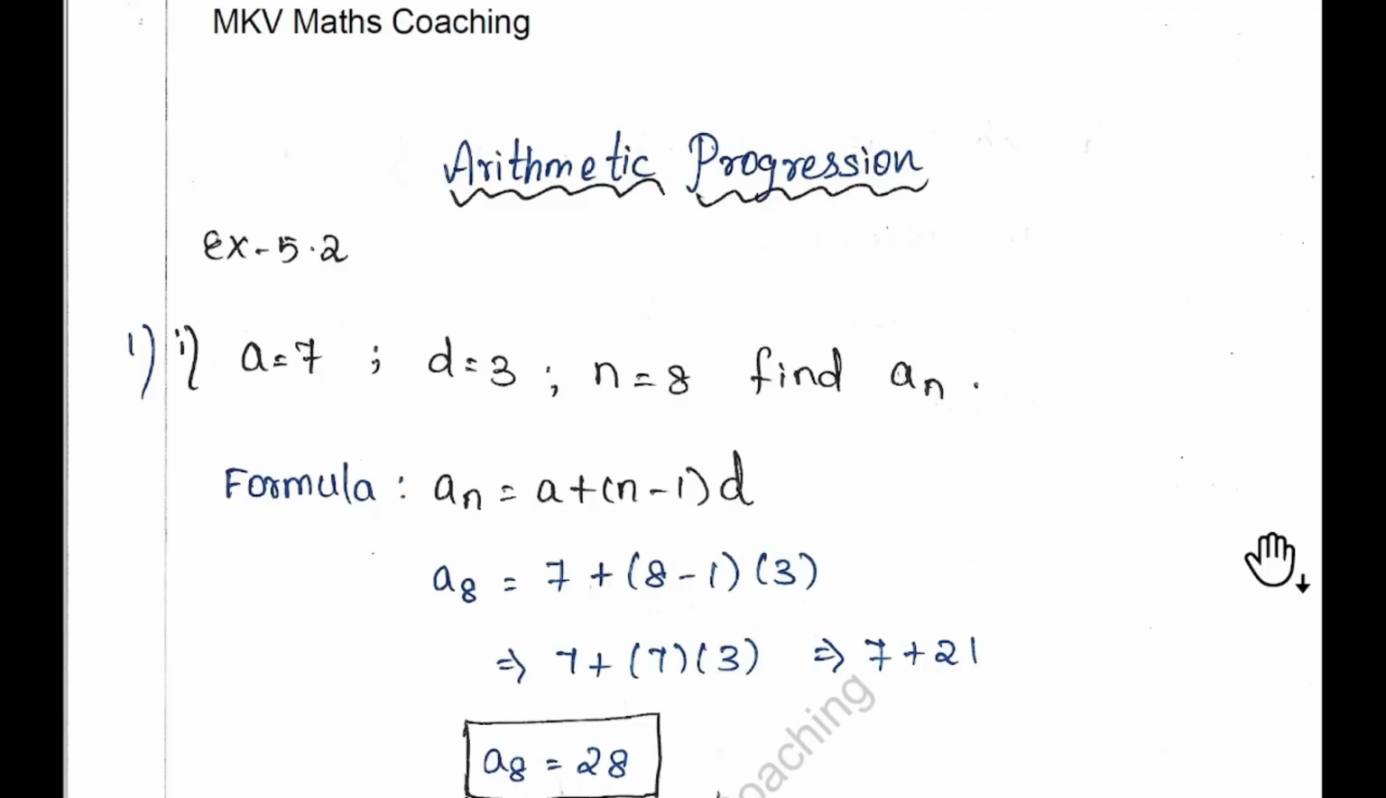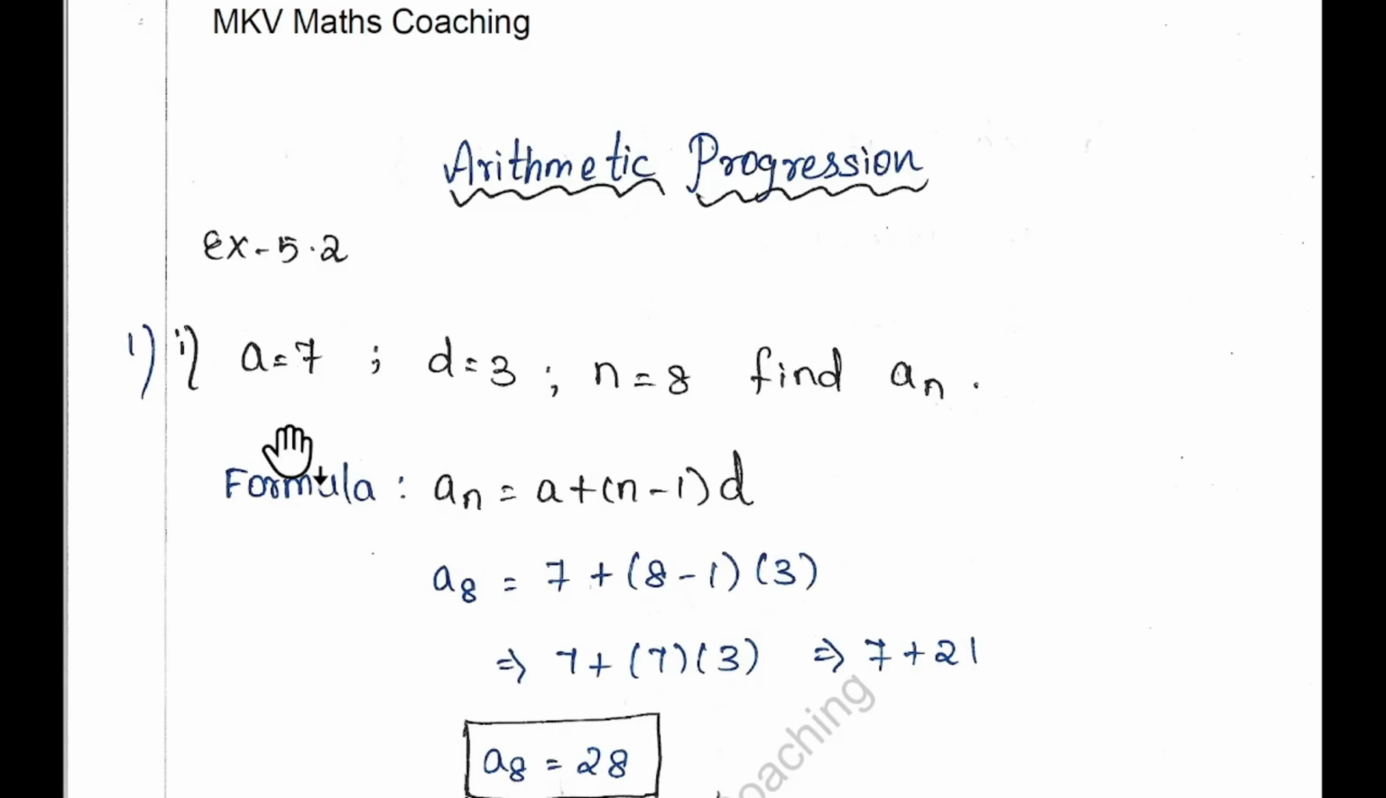Let's begin exercise 5.2 in this video, students. In this exercise, we are going to find the nth term of an AP. We have already discussed the formulas and concept in our previous video. The nth term of an AP is called an, and the formula for an is a plus (n minus 1) into d.